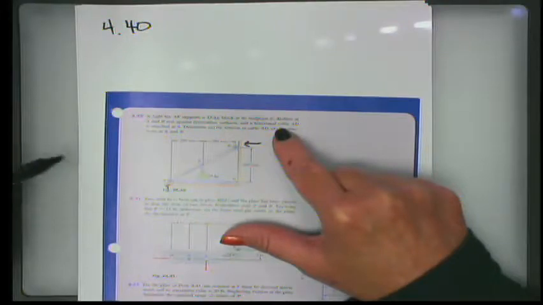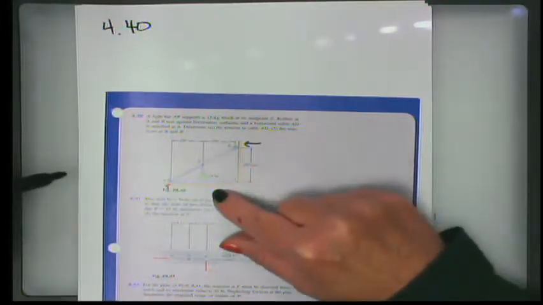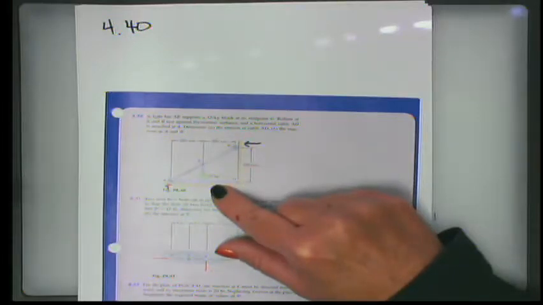Rollers at A and B rest against frictionless surfaces. Horizontal cable AD is attached. Determine the tension in AD and the reactions at A and B.